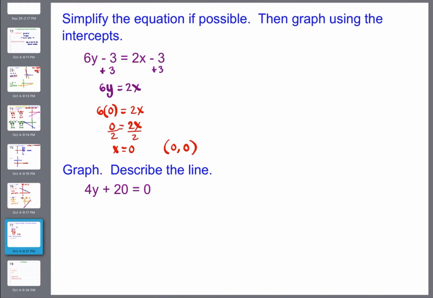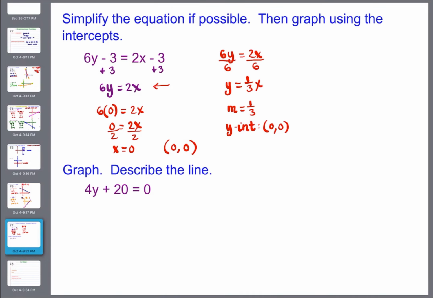So when we get ready to graph, we need to know 2 points. There's a couple different ways that you can do this. But you notice right here, I almost have it in slope-intercept form. So if we have 6y equals 2x, I could simply divide by 6, and that would give me y equals 2 over 6x, and 2 over 6 will reduce to 1/3 x. Now you notice that's in slope-intercept form, so I know my slope is 1/3, and I know that my y-intercept is going to be (0, 0).